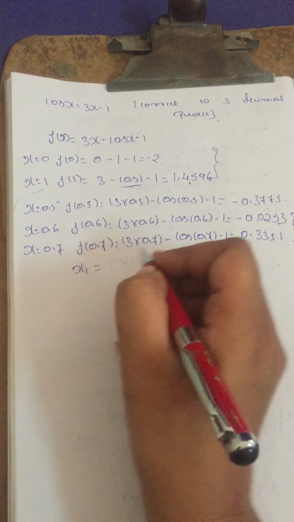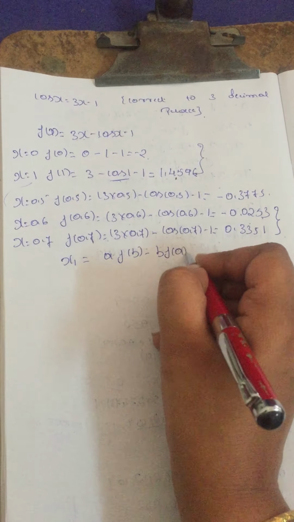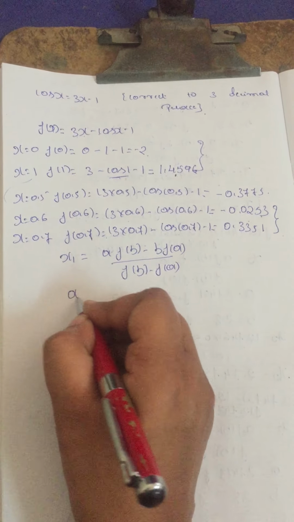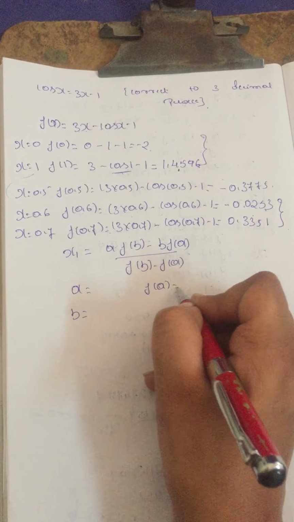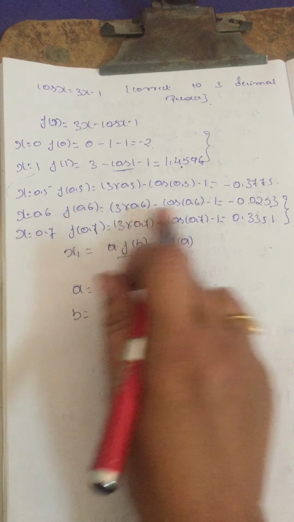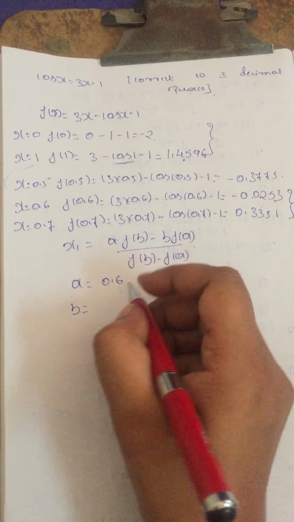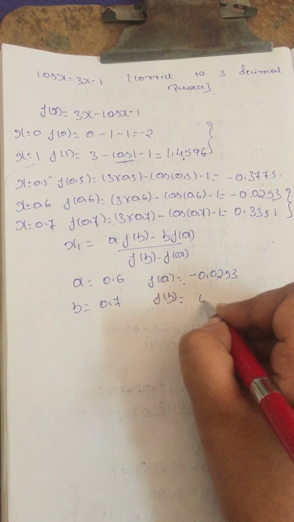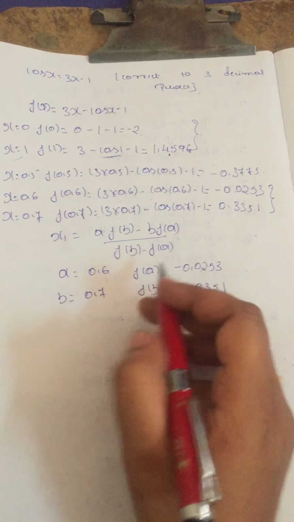So the regula-falsi method states that x1 = (a f(b) - b f(a)) / (f(b) - f(a)). So we choose a and b values. We take any value as a such that the corresponding f(a) is negative. So take a = 0.6, then the corresponding f(a) is -0.0253. Next b = 0.7, f(b) = 0.3351. Now all the values are substituted in this formula.